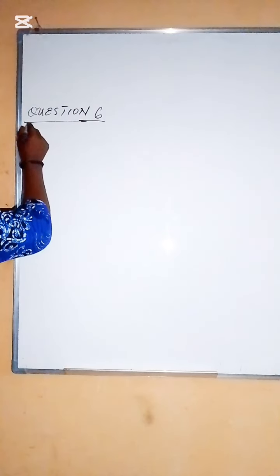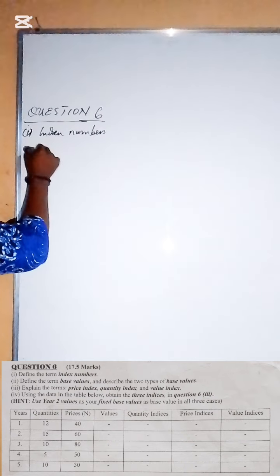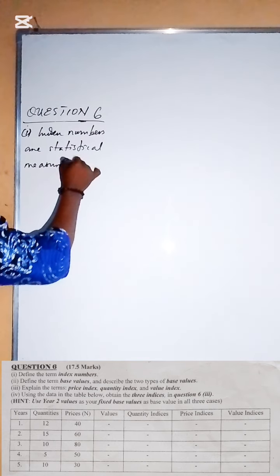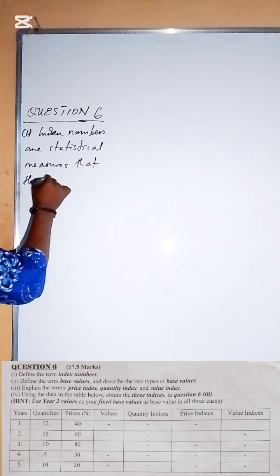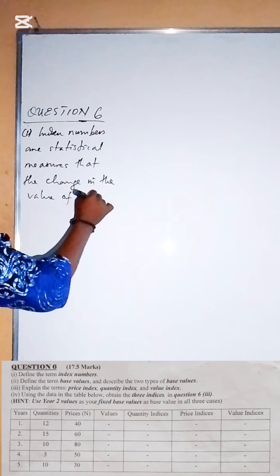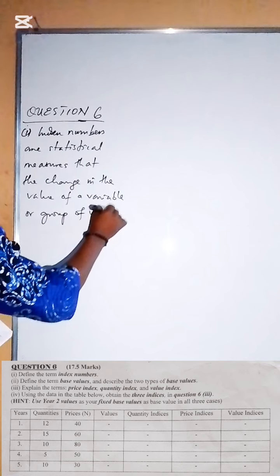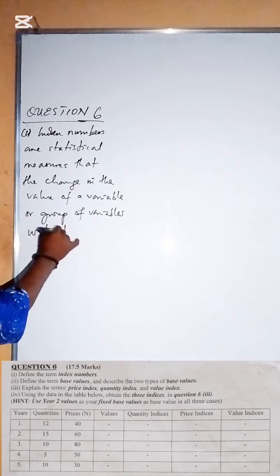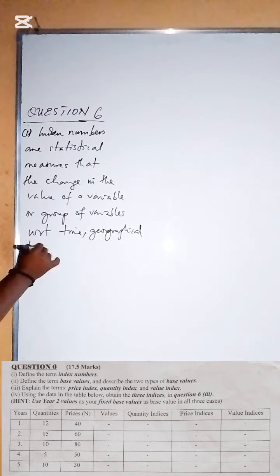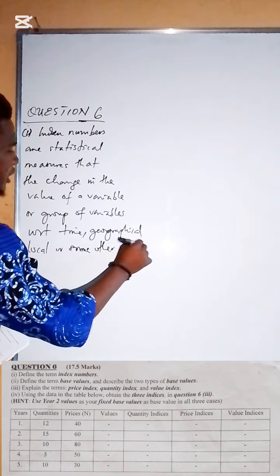So for question 6i, we are going to start with defining the index number. Please take note that index numbers are statistical measures that describe the change in the value of a variable or group of variables with respect to time, geographical location, or some other quantity, some other measure.